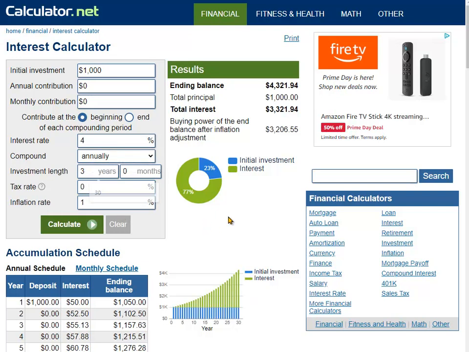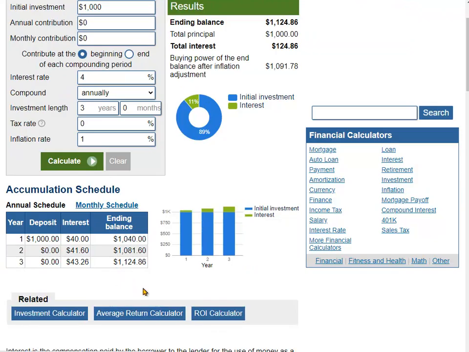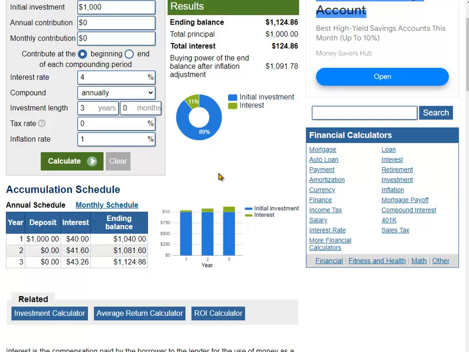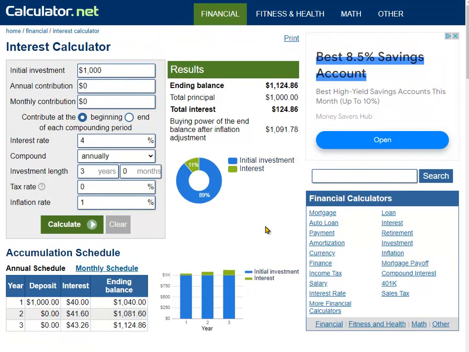And I'll leave the other stuff here. I don't need any of the others. So calculate. And there we go. There's the $1,124.86 here. And then it splits it up into, well, that's the initial investment, and then this is the interest here. And that, of course, is compounded.